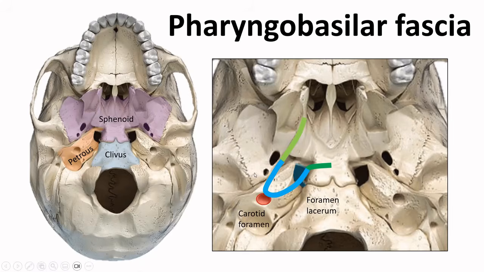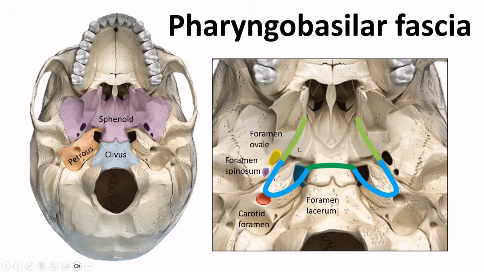And you will see that all these neuroforamina, also this one, the foramen ovale, for the mandibular branch of the trigeminal nerve, and the foramen spinosum for the middle meningeal artery and vein, that these are also located outside of the Pharyngobasilar fascia. The foramen lacerum is covered by the Pharyngobasilar fascia.